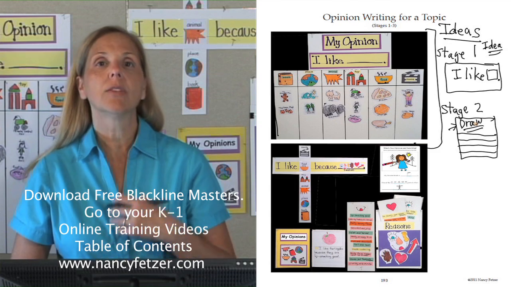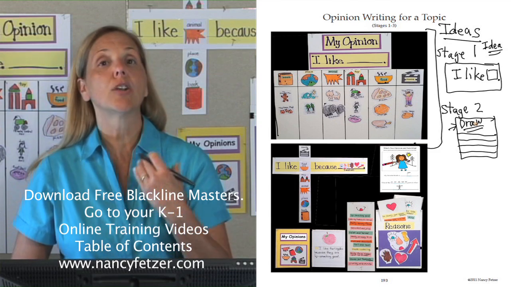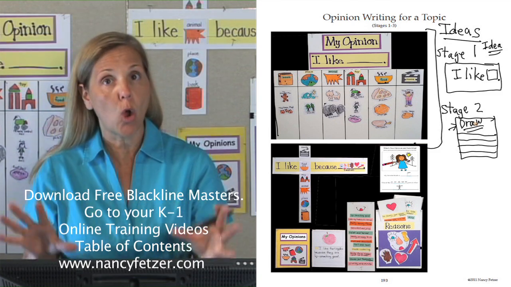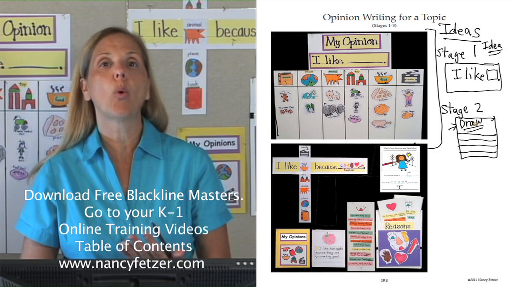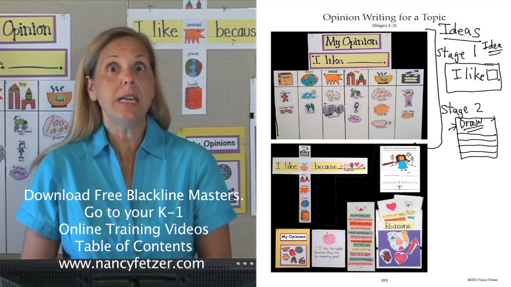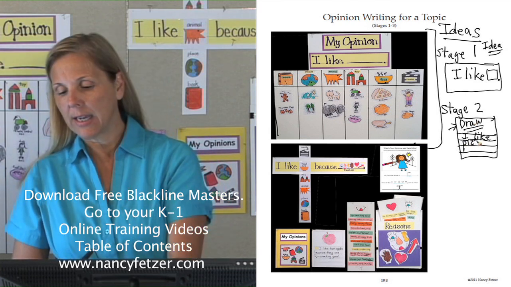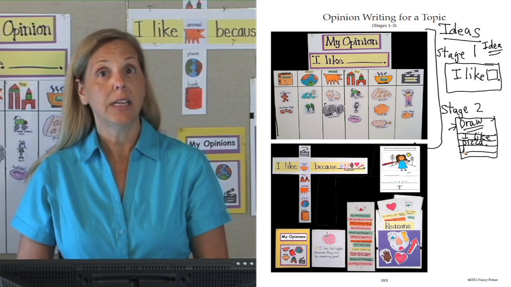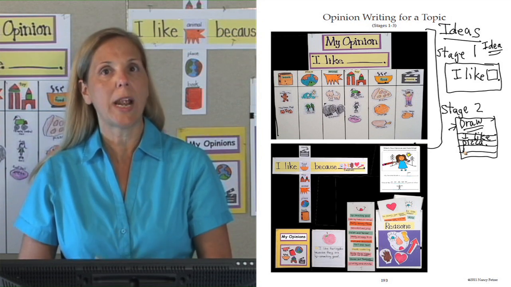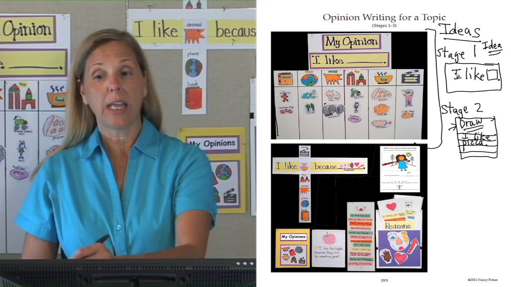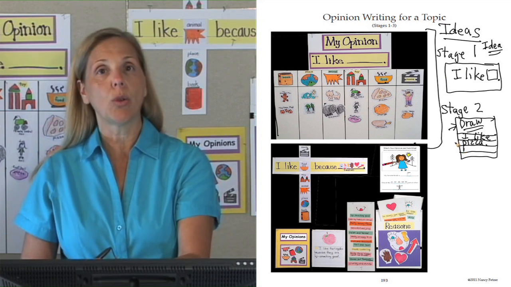So what are they doing? They're identifying their idea. They're drawing a picture of that idea. So there's their organizer, drawing the picture. Next, they're going to say their sentence before they write. I like pizza. We have I like pizza. And I spelled it correctly here, but they would write down the sounds that they hear in that word pizza because of developmentally where they are when it comes to writing at these early levels. So we have our stage 1, I like. Stage 2, they're writing out their whole sentence.